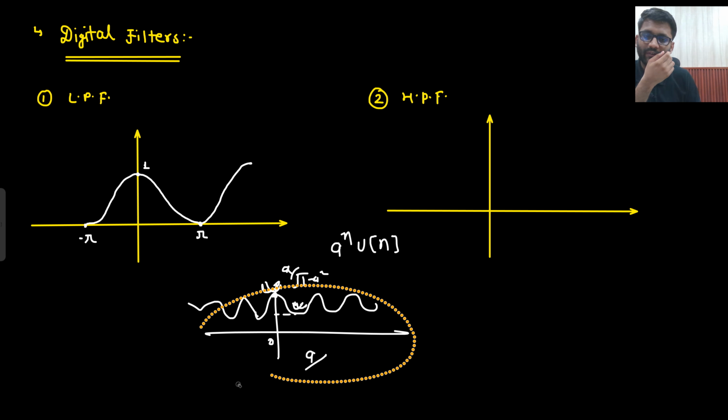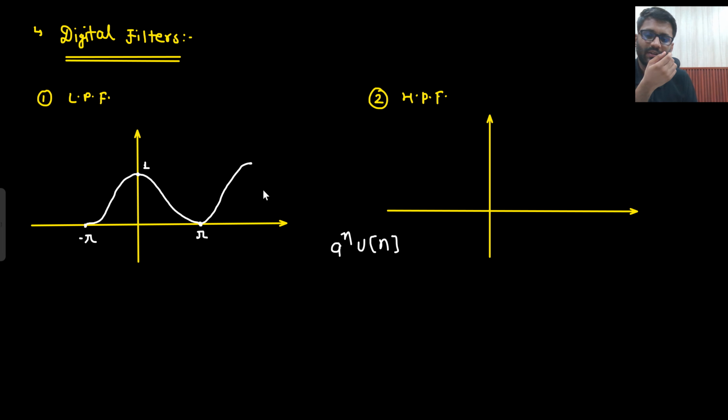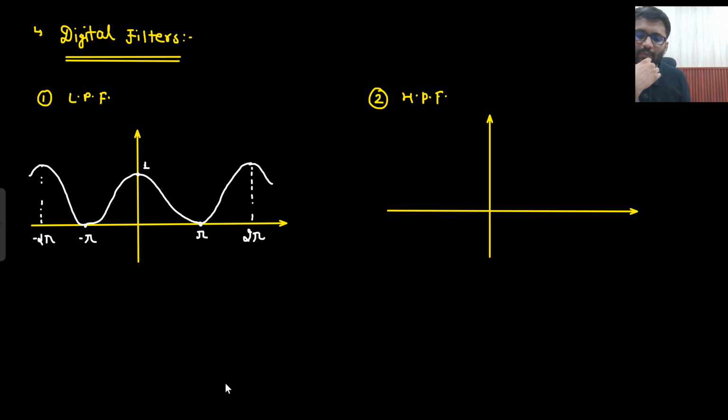Okay. And after that, what will happen is that it will just keep on repeating, with the center at 2 pi. And in that manner, it will just keep on repeating. So this is your low pass filter.